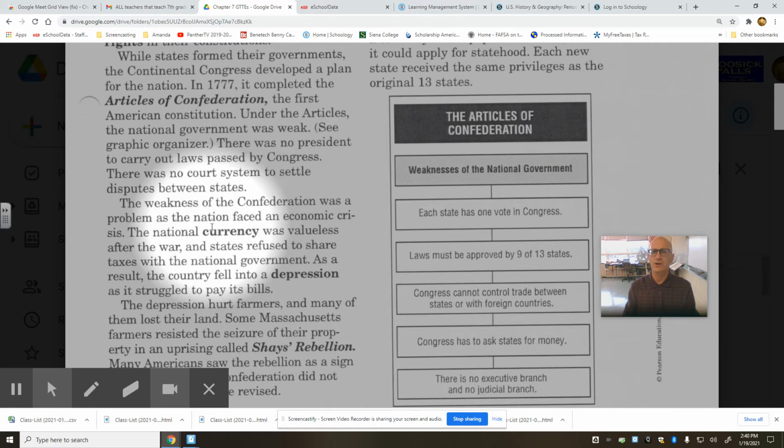The weaknesses of the Articles of Confederation were a problem as the nation faced an economic crisis. The national currency was valueless after the war, and states refused to share taxes with the national government. States were under no obligation under the Articles of Confederation to pay taxes to the national government, and if the national government can't collect taxes, it will not be able to pay its what? It will not be able to pay its bills. Okay? As a result, the country fell into a depression as it struggled to pay its bills.